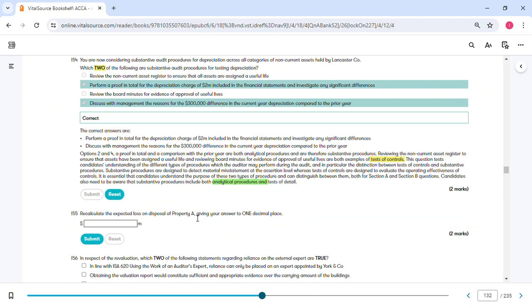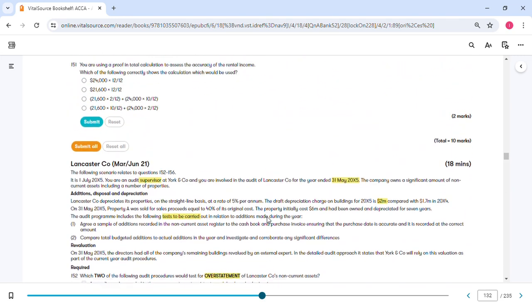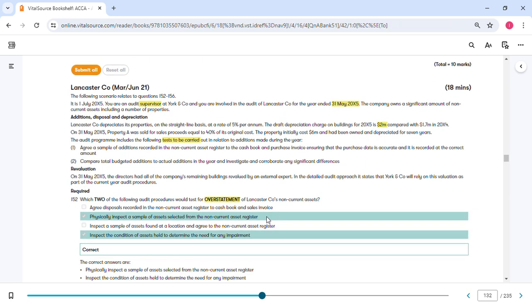Whenever we need. What they are asking us: recalculate the expected loss on disposal of property A, giving your answer to 1 decimal place. Fine. Now, property A. What is there in property A? Property A was sold for 40% of original cost. What is the original cost of property A?